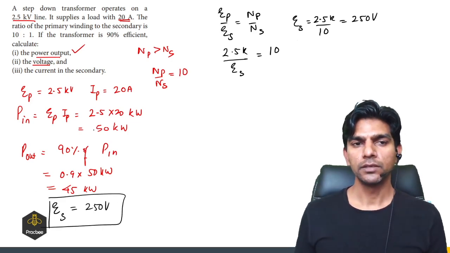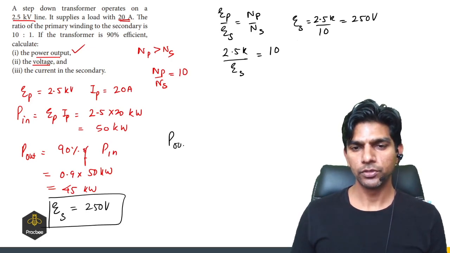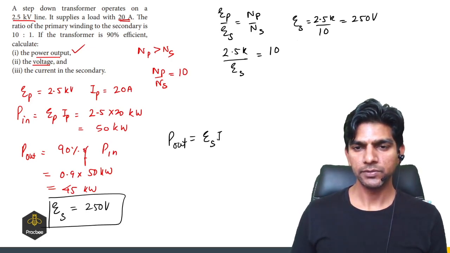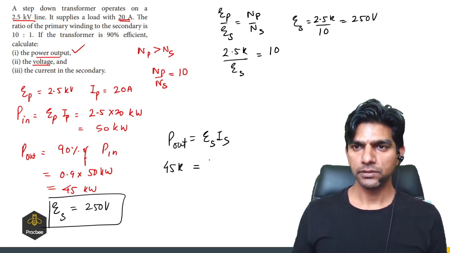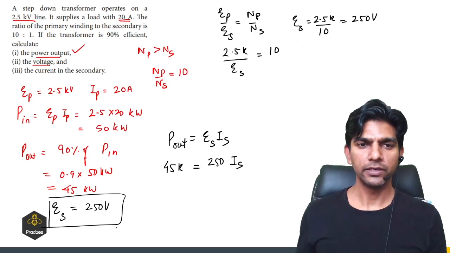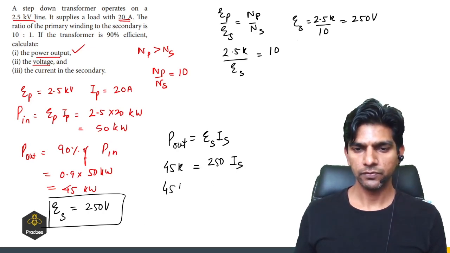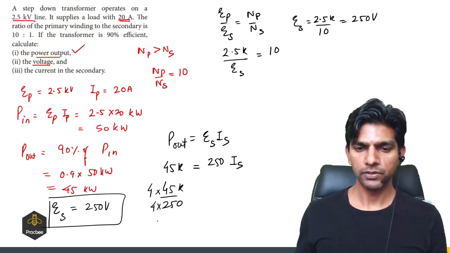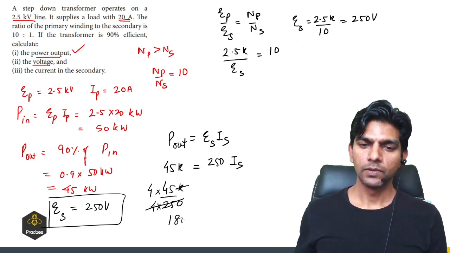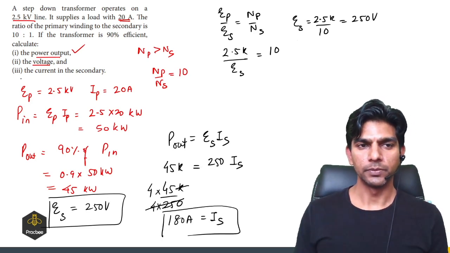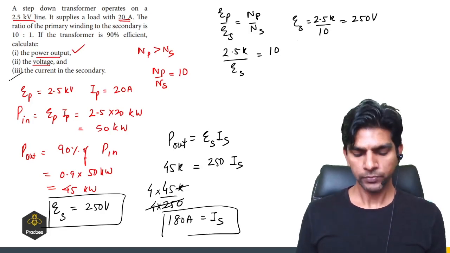Now we have to find the current in the secondary. So power output will be equal to ES times IS. Power output is 45 kilo and ES is 250, and from here we can find IS. So this will be 45K divided by 250. If I multiply this by 4 and this by 4, so I will get 180 ampere. So 180 ampere is the answer of the third part. I hope this concept is clear to you.